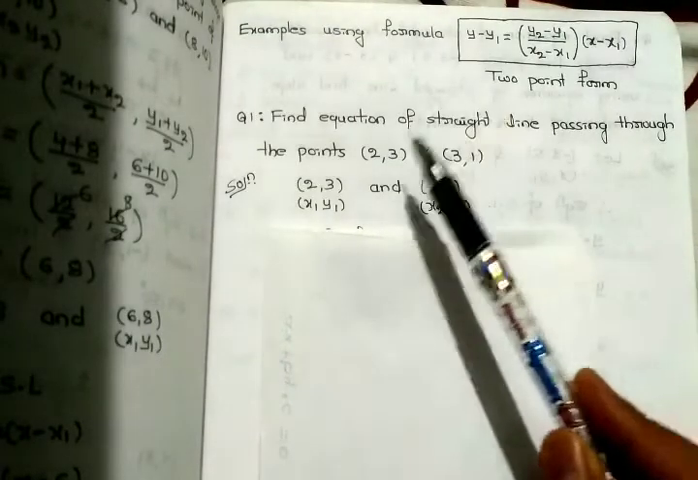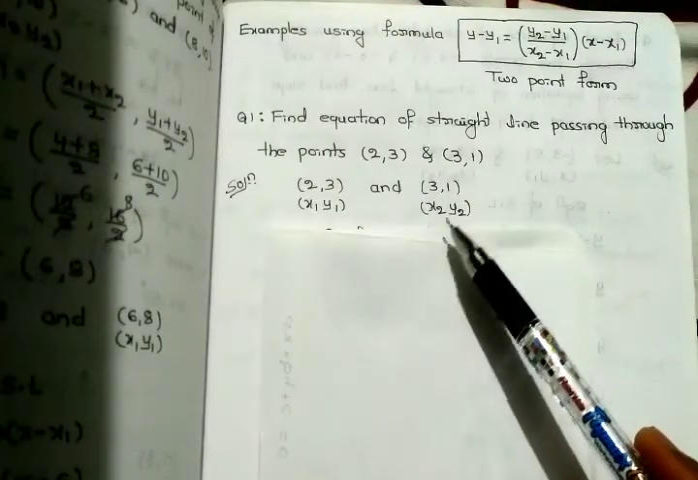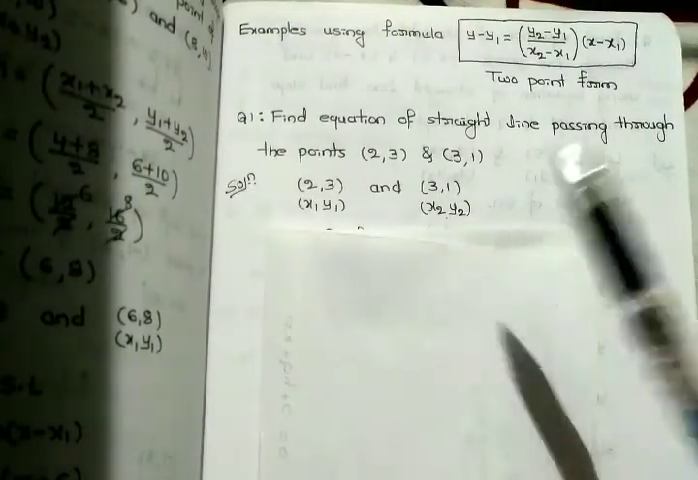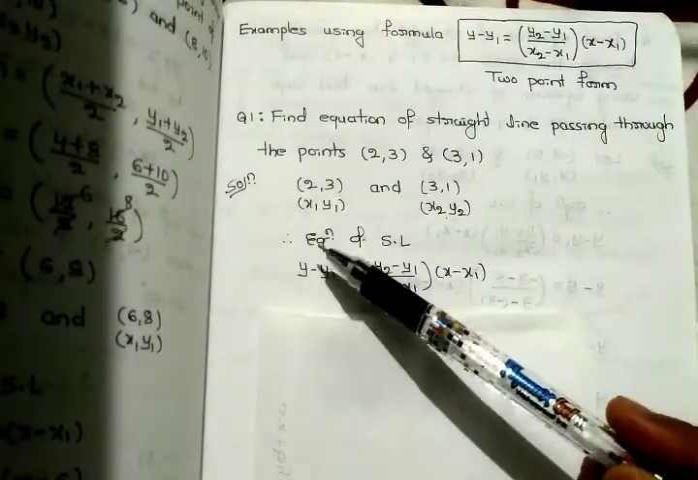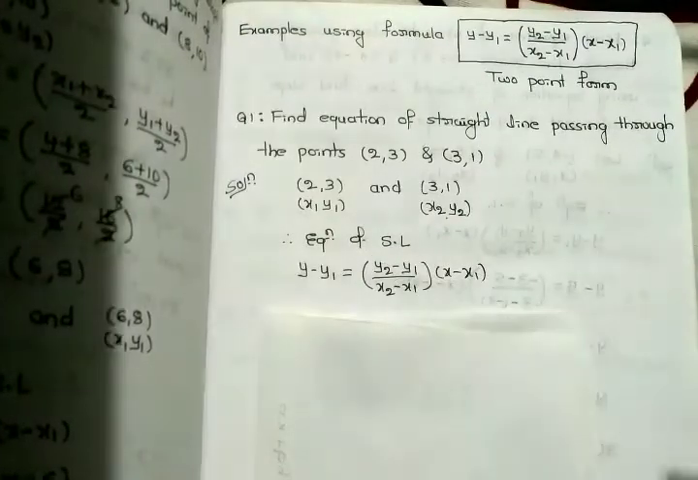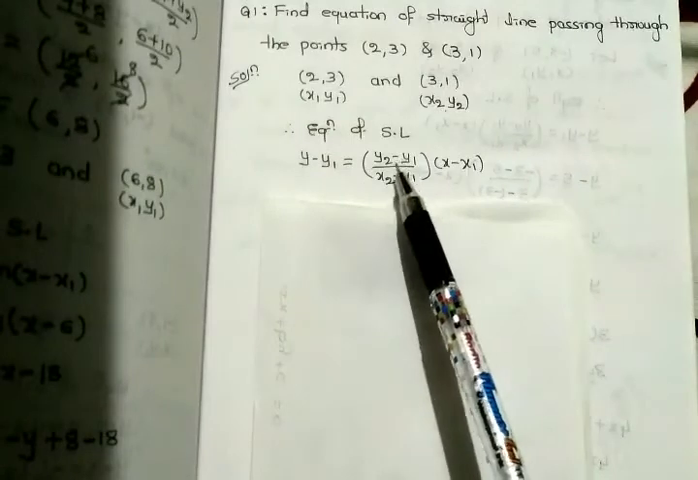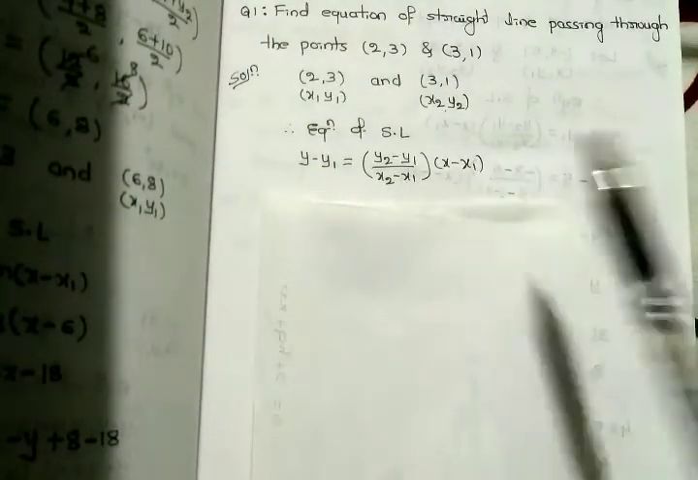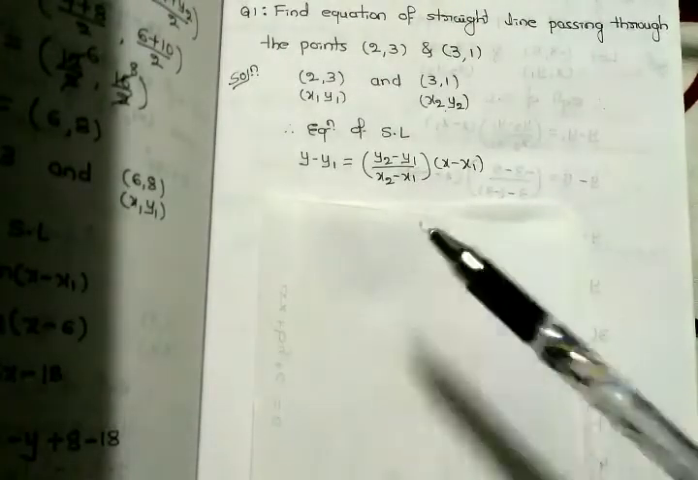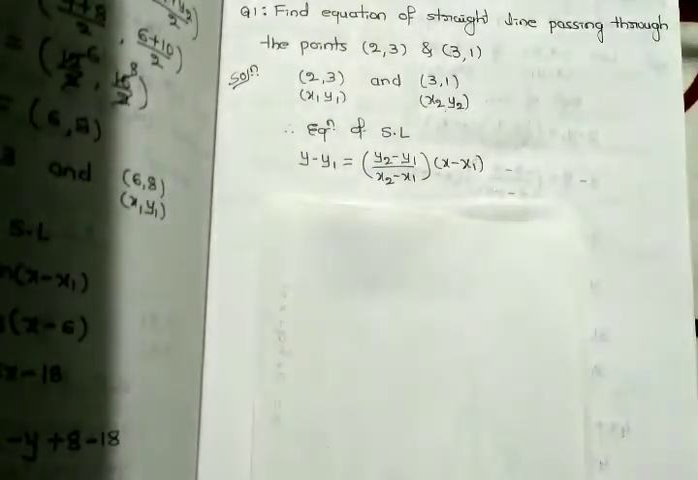So first step, what to do? You need to consider the first point as x1, y1 and the second point as x2, y2. So next, write the formula. So this is the formula. Equation of a straight line: y minus y1 is equal to (y2 minus y1) upon (x2 minus x1) into bracket x minus x1. So after this step, what to do? You need to substitute the x1, y1 values and x2, y2.